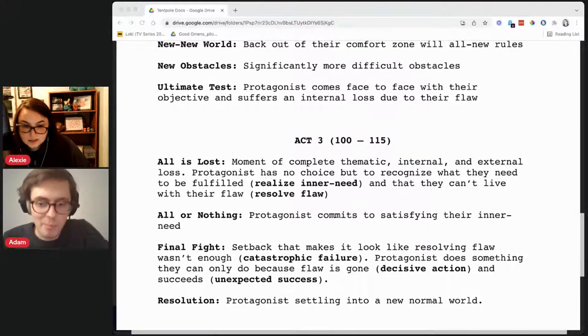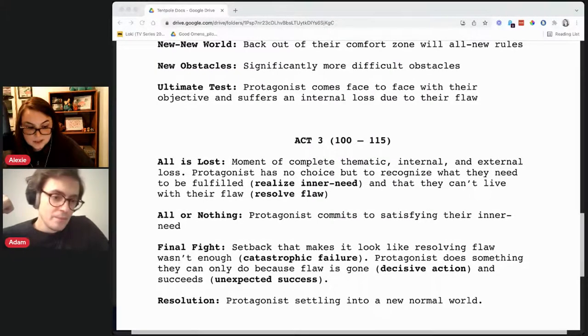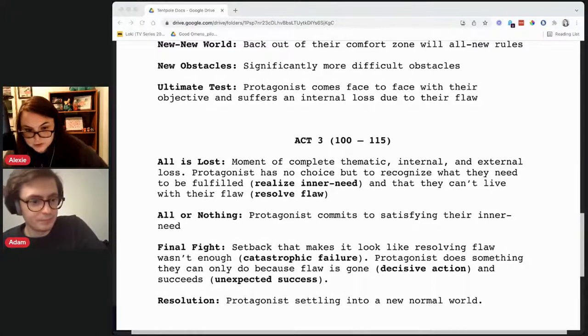Yeah, it's like you hit your low point, you change, you go to do something, and then narratively you're going to be forced to prove that you've changed, because something's going to go wrong and you're going to have to act as the new person that you are in order to overcome it.